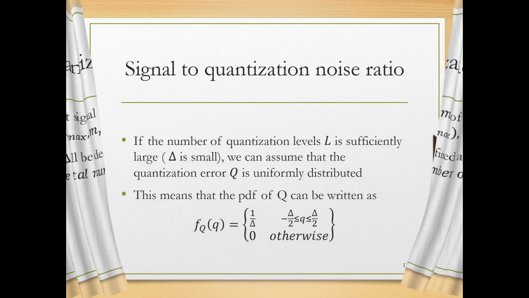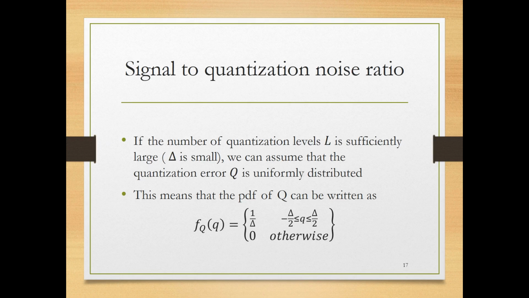Having understood the value of delta and the meaning of L, max and min, now we just need to find the PDF of the quantization noise. If the number of quantization levels L is given to you, L can be 8, 16, 32, 64, 128, 256, 1024, any value of an order of 2 to the power. We can assume that the quantization error Q is uniformly distributed, and I explained to you why it's uniform.